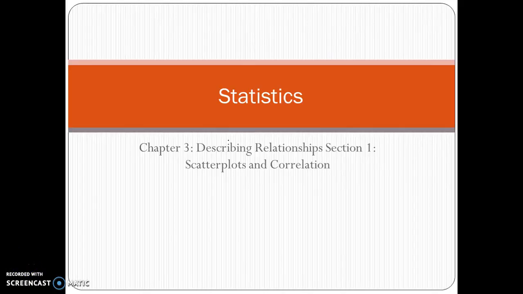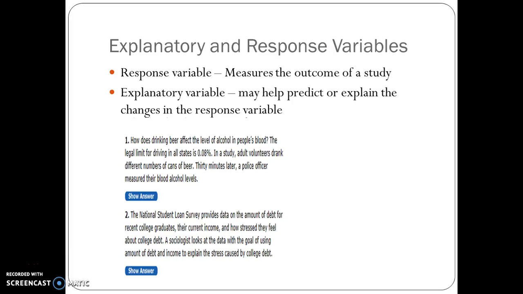This is Statistics class, Chapter 3, Describing Relationships, Section 1, Scatter Plots and Correlations. Explanatory and response variables. The response variable measures the outcome of study. The explanatory variable may help to predict or explain the changes in the response variable.